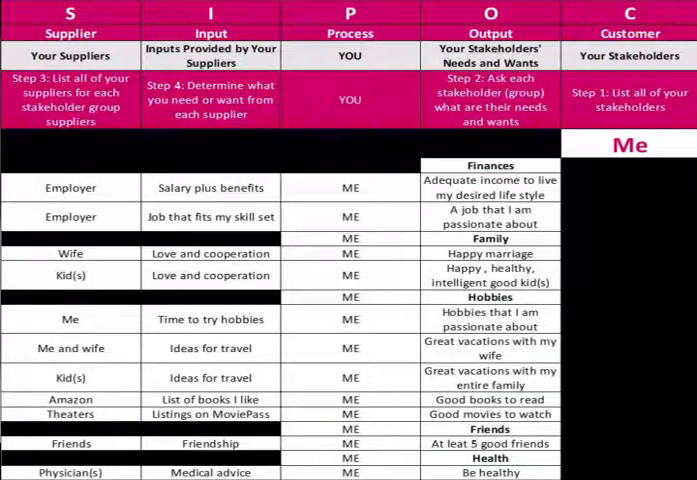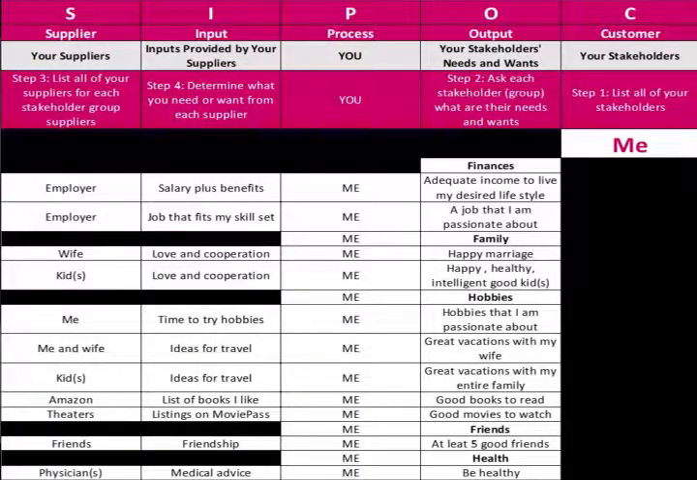So take a look at this slide. You'll see all the way on the right, the C is for customer, or your stakeholders. It could be me, it could be my spouse, my children, my friends, and you could do a separate one for each of these stakeholder groups. In business, we have a SIPOC for employees at different levels, customers in different market segments, regulators, accreditation agencies, etc. But the slide you're looking at now is for me as a customer of myself.